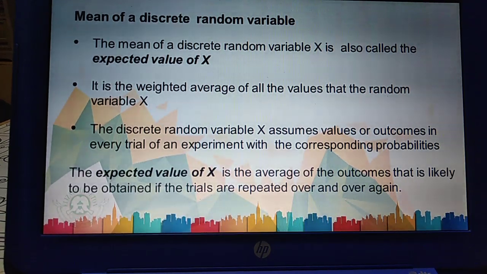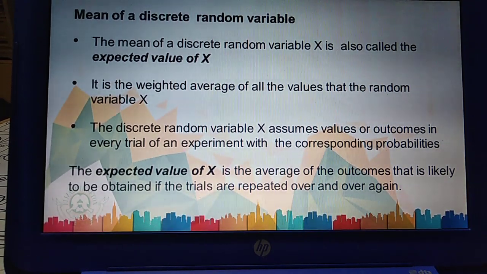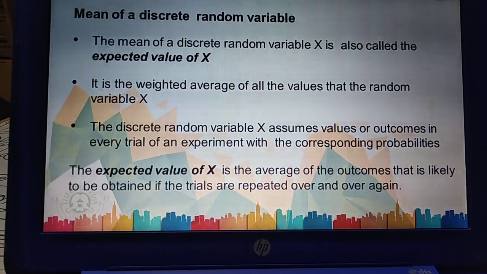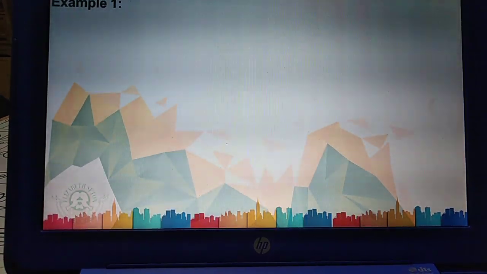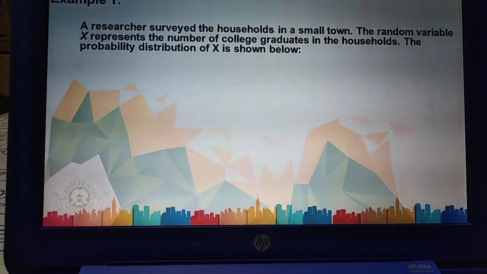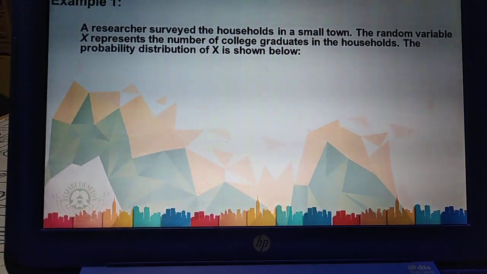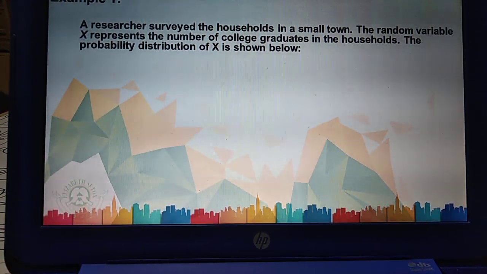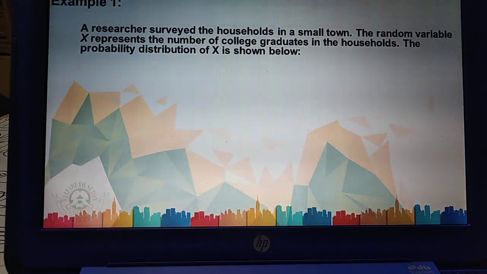So again, the expected value of the random variable x is the average of the outcomes that is likely to be obtained if the trials were repeated over and over again. Let us look at the first example. Researchers surveyed the households in a small town. The random variable x represents the number of college graduates in the household. The probability distribution table for the random variable x is shown below.